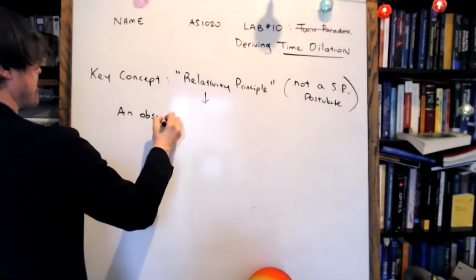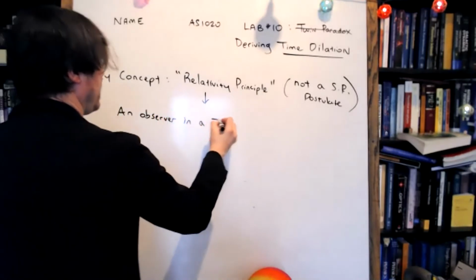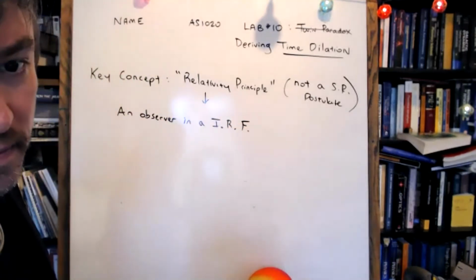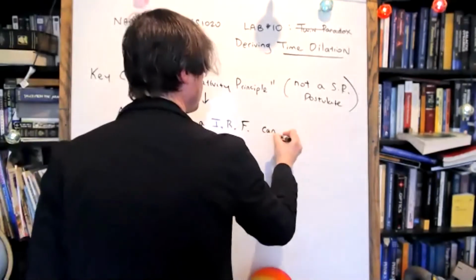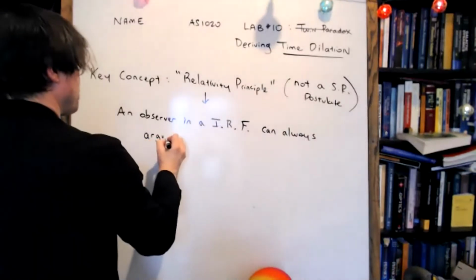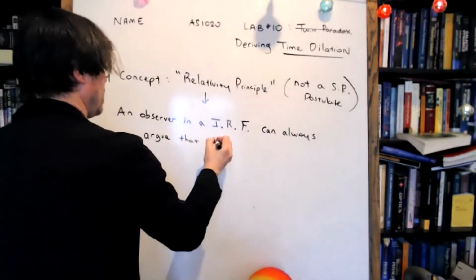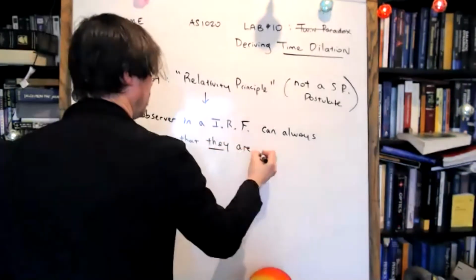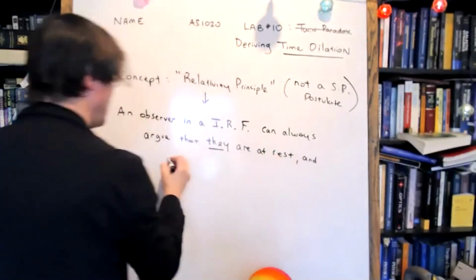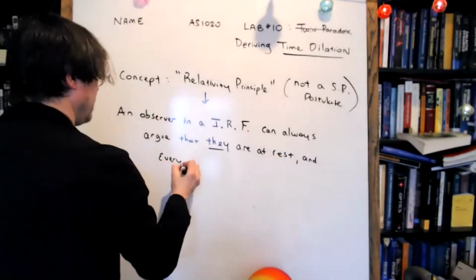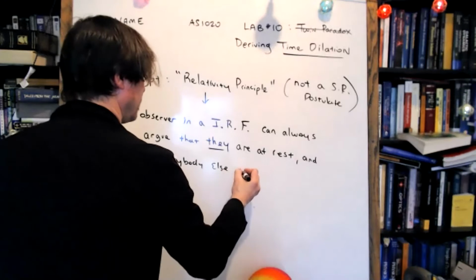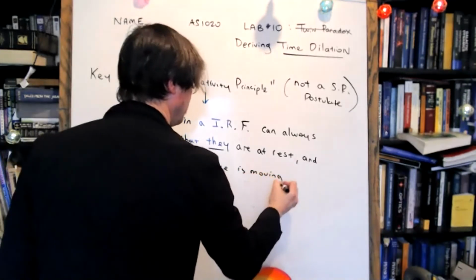An observer in an inertial reference frame can always argue that they are at rest, and basically it's everybody else who are the ones that are moving.